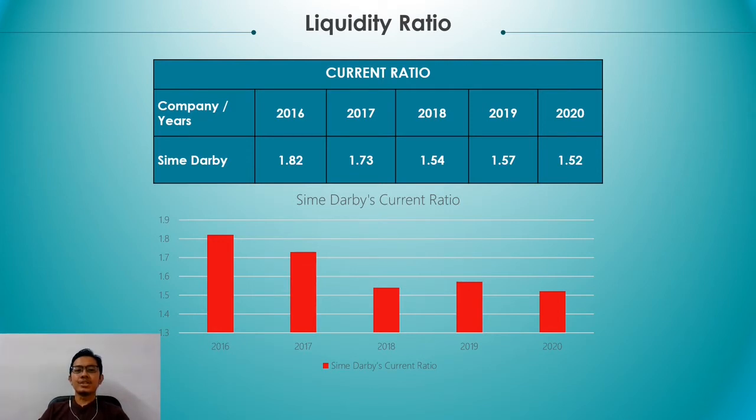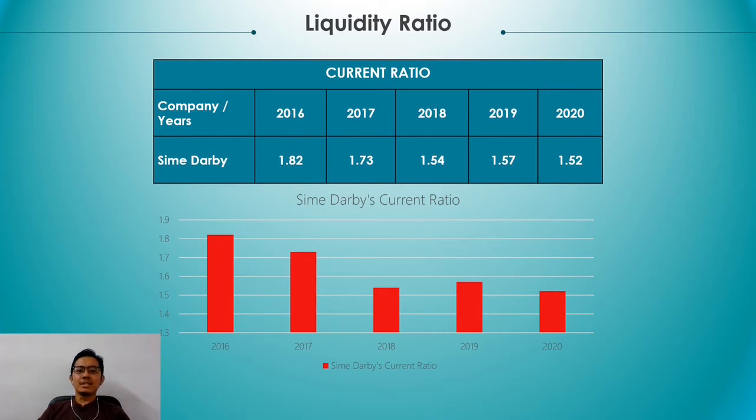Liquidity ratios are divided into three. First one is the current ratio. The current ratio measures a company's ability to pay off its current liabilities, which are payable within 1 year, with its total current assets such as cash, accounts receivable, and inventories. The higher the ratio, the better the company's liquidity position. Current ratio is equal to current assets divided by current liabilities.